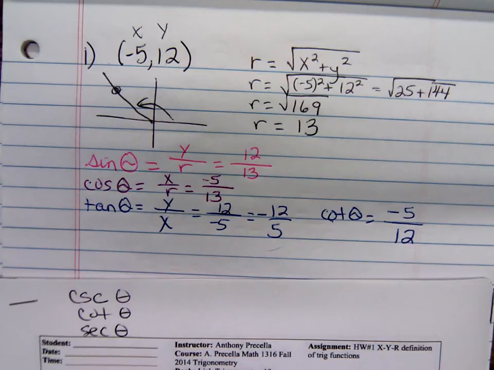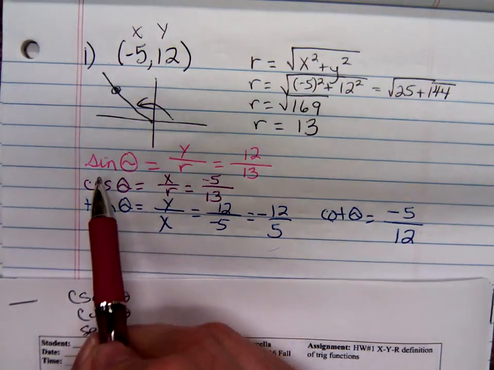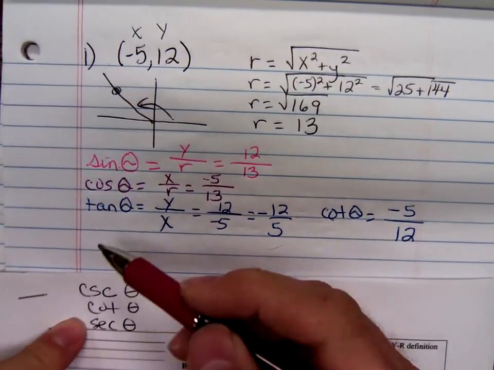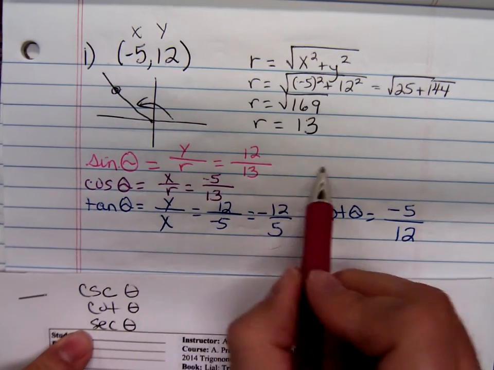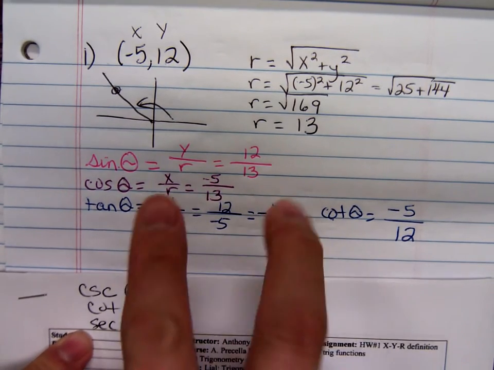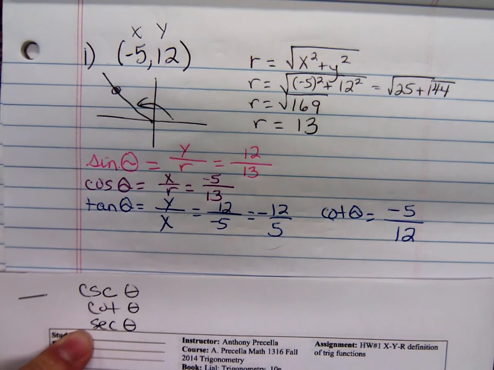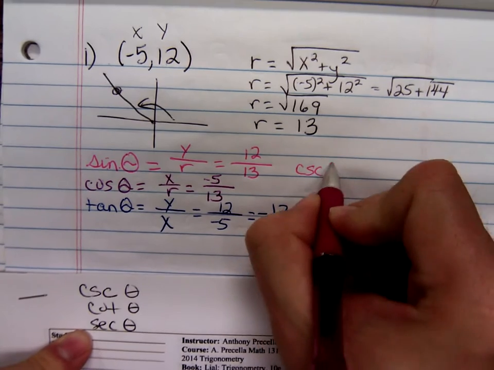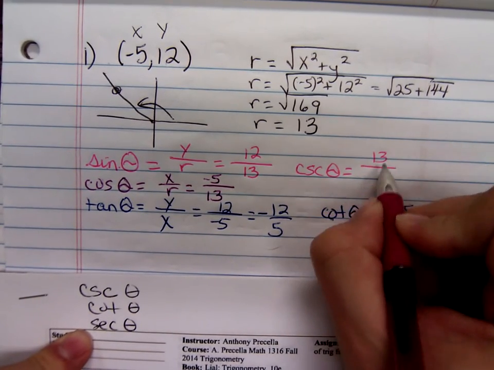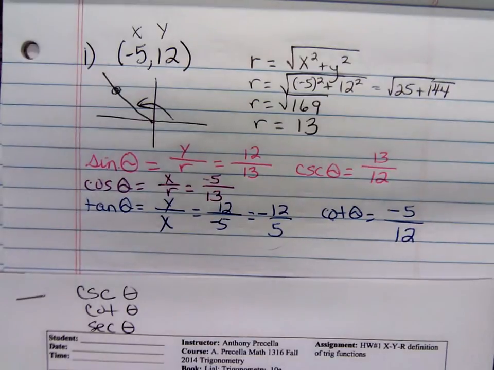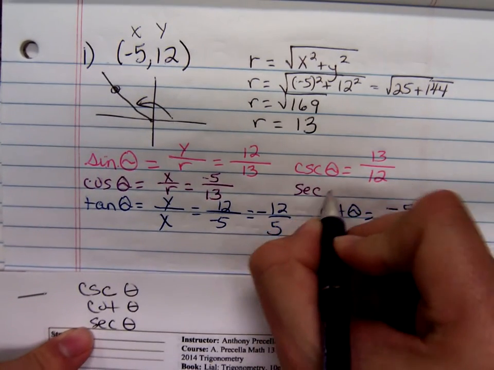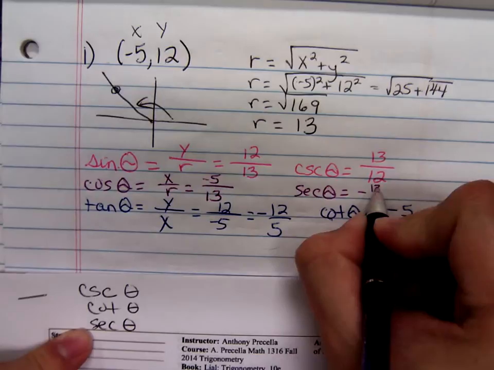Now, which one is the reciprocal of sine? Well, there must be a co with it. So it can't be secant, because then there'd be no co with it. Each function and its reciprocal must have one co. Reciprocal of sine is cosecant. So just flip that, 13 over 12. The reciprocal of cosine, you see cosine already has the co, so it's going to be the secant. Negative 13 over 5.